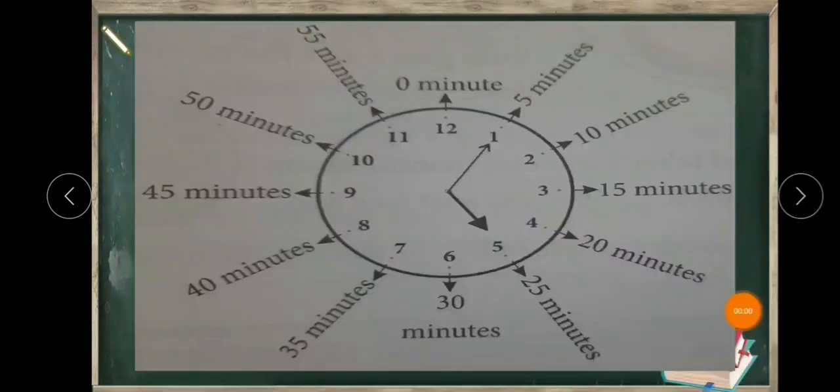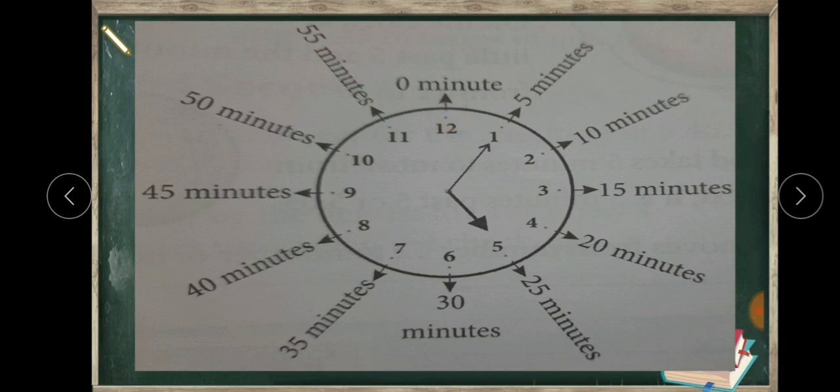Let's see. Children, we learned that each number in the clock indicates 5 minutes. So here 1 indicates 5 minutes, then 2 indicates 10 minutes, 3 indicates 15 minutes, 4 indicates 20 minutes, and so on. 11 indicates 55 minutes and 12 indicates 0 minutes.